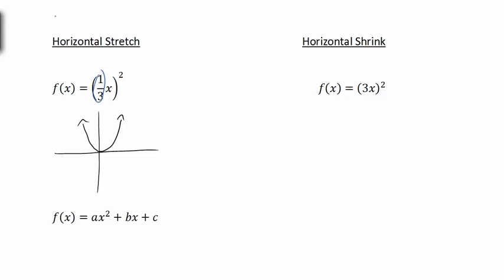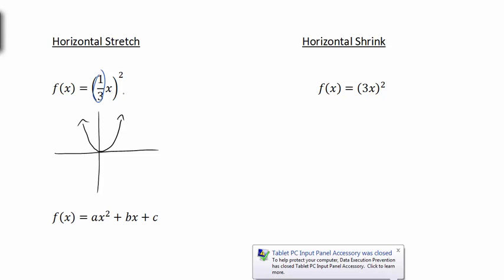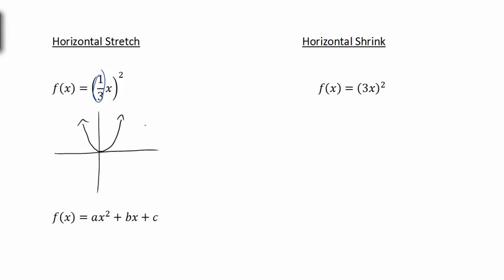So here, the horizontal stretch, that means that this is going to pull this out. So the stretch here is actually going to move it outwards. So it kind of looks like a vertical shrink. So here you have the horizontal stretch.